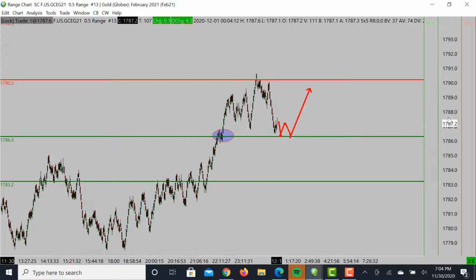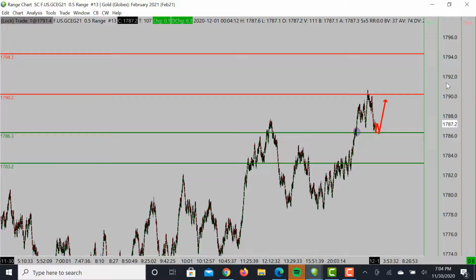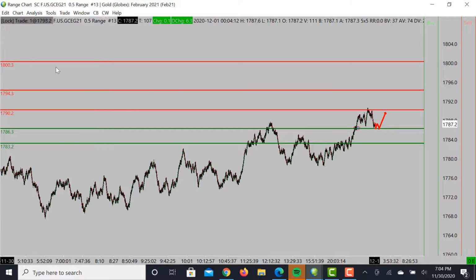Got that target of 1790.2 first, and then above that we're going to look for those 94.3s, and then continue to attack those resistances above into those 1800s from there. So that's what we're going to be looking for on S&P and also on gold. Again, you get underneath for gold 1783.2, you may actually want to look for some resistance to pull the price down.